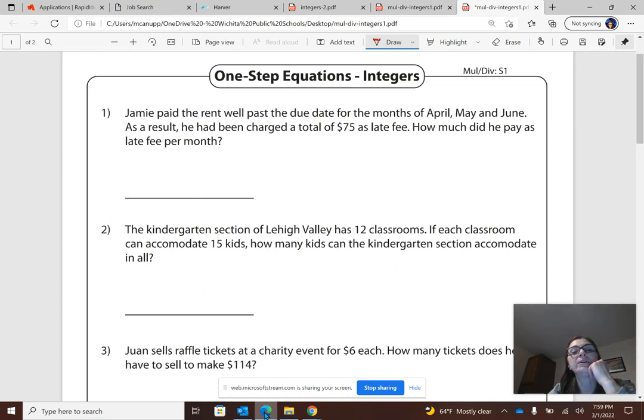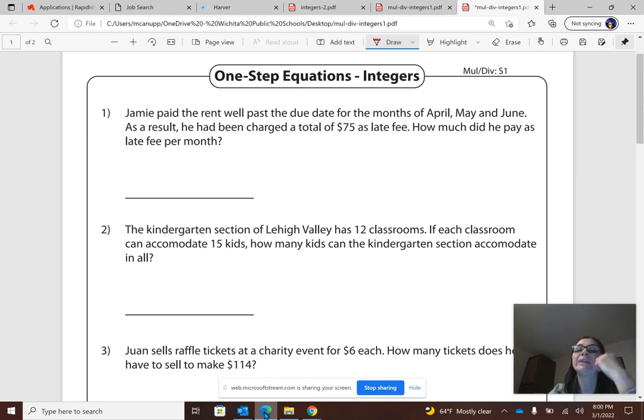Jamie paid the rent well past the due date for the months of April, May, and June. As a result, he has been charged a total of $75 as a late fee. How much did he pay as a late fee per month? Now, you're going to find when you're trying to solve these, sometimes you have to read the problem more than once. Okay, that's just kind of the way it goes.